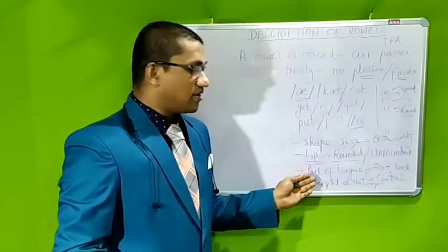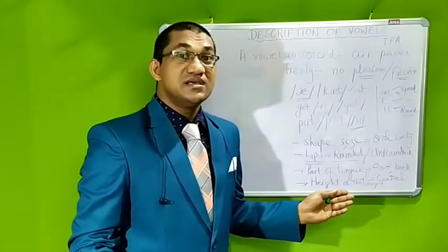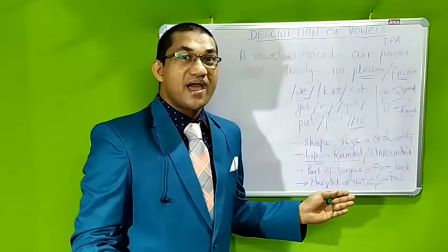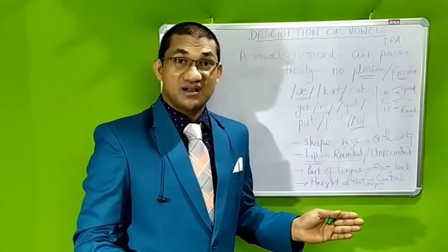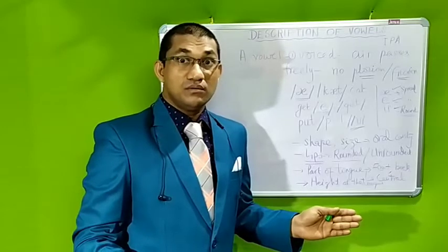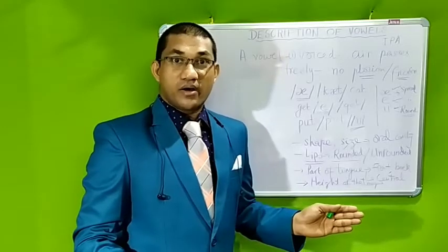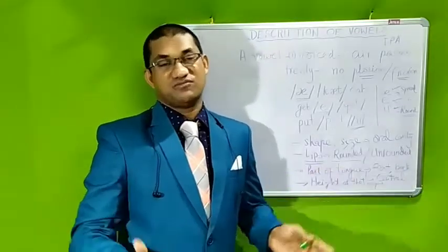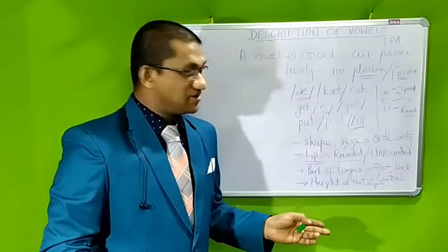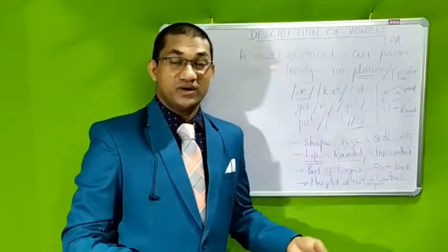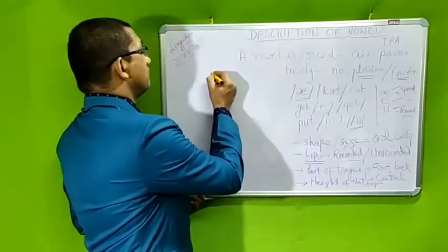Number three, which part of the tongue is used, whether it is the front of the tongue like in E, a. So these four sounds are produced with the front of the tongue, or whether it is the back of the tongue, like in oo, oh, ah. Whether it is the center of the tongue, these are the factors that decide the description of a vowel sound. And now with this understanding, we are moving forward to another very important topic that is known as vowel limit.